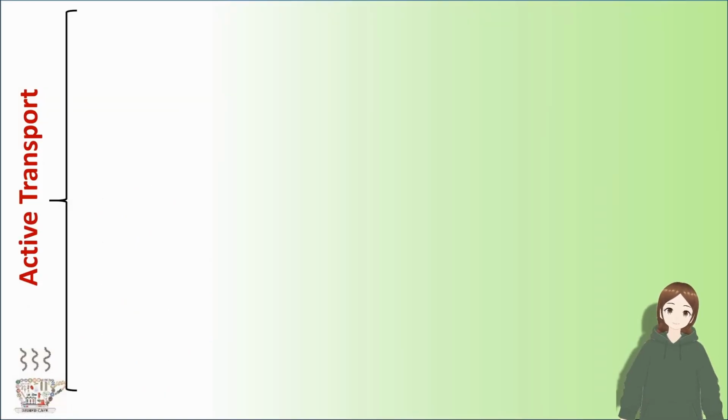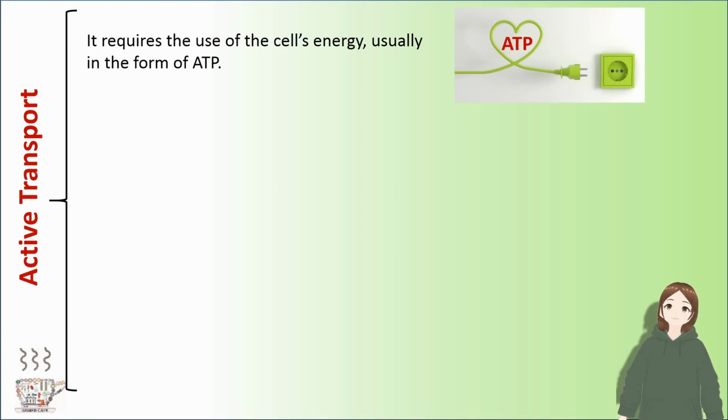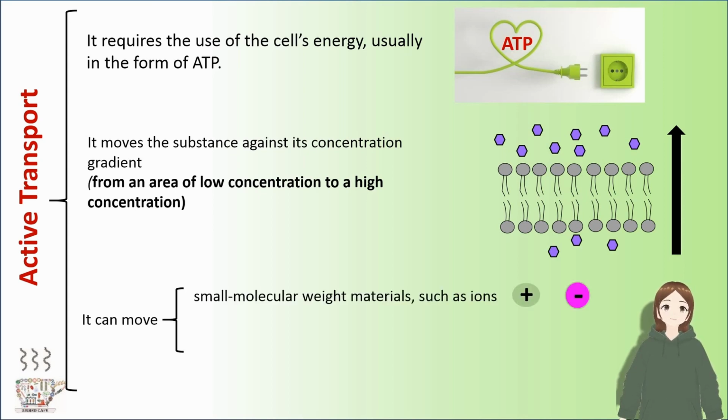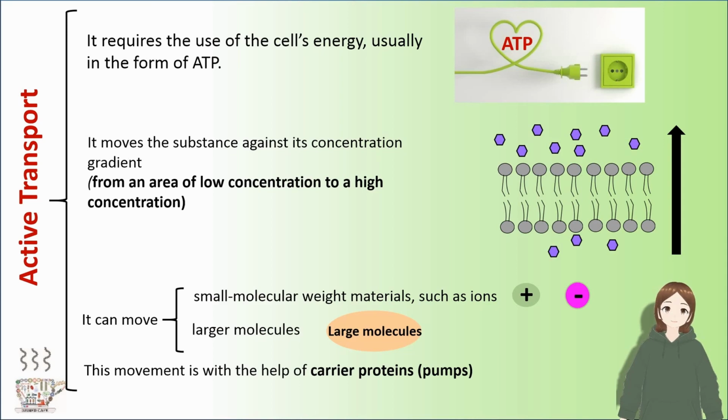Active transport. It requires the use of the cell energy, usually in the form of ATP. It moves the substance against its concentration gradient from an area of low concentration to a high concentration. It can move small molecular weight materials such as ions and large molecules. This movement is with the help of carrier proteins or pumps.